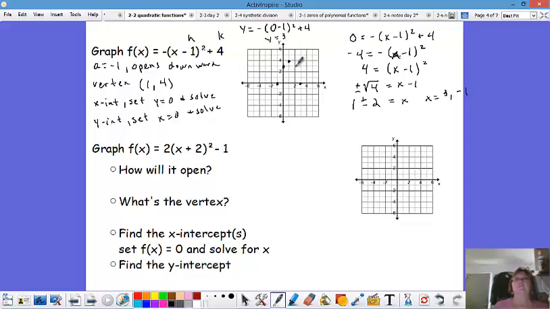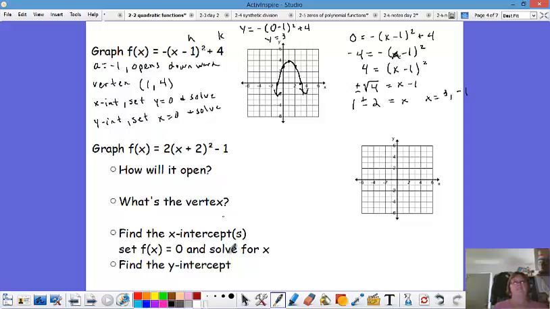Folks, because of the symmetry, I can also darken in that spot, and now I have a perfect pattern for my parabola. Opening downward, x-intercepts, y-intercept, and symmetry. All those things help us to graph that parabola by hand. Good. Here's one for you to try.